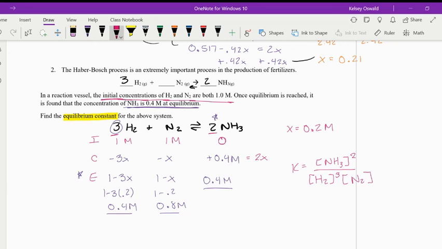Now that we know what our expression is, we're going to plug in those equilibrium values into that expression. Remember, K is for equilibrium, so we can only use equilibrium values. So for NH3, we know our concentration is 0.4. Make sure you square that because of that coefficient of 2. H2 has a concentration of 0.4 as well, and we're going to cube that because the H2 has a coefficient of 3, and then N2 has a concentration of 0.8. When we plug that in our calculator, we should get a K value of 3.125.